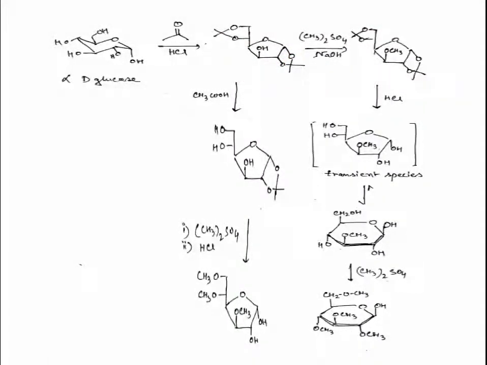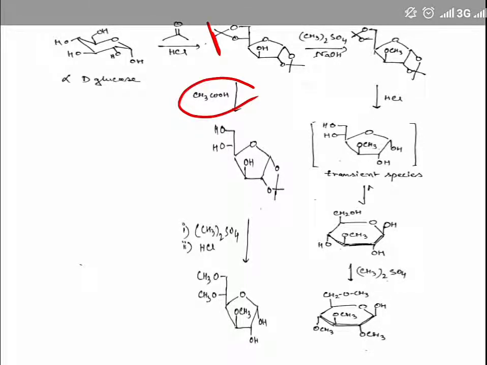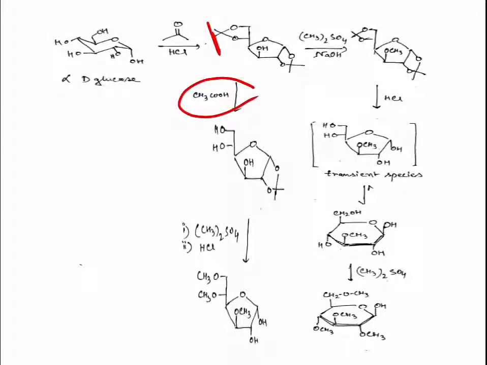Now if you add acetic acid, then at first this group will be omitted and you will get monosubstituted isopropyl group. And then if you add dimethyl sulfate and HCl, this free OH group will be converted into OCH3 group. And here you are adding dimethyl sulfate and base, so this OH, the third OH, will be converted into OCH3.